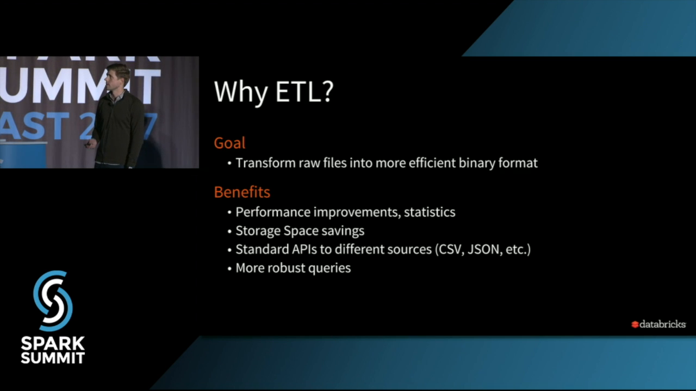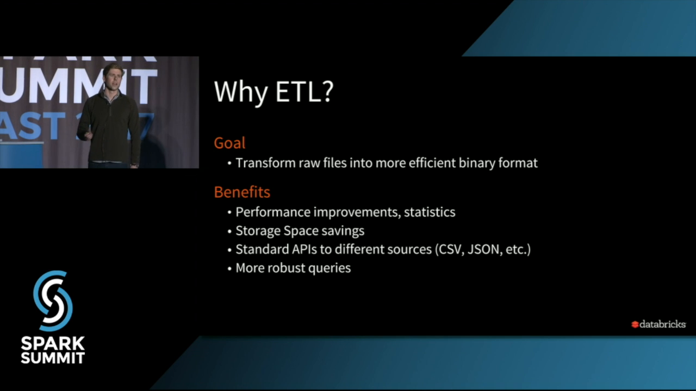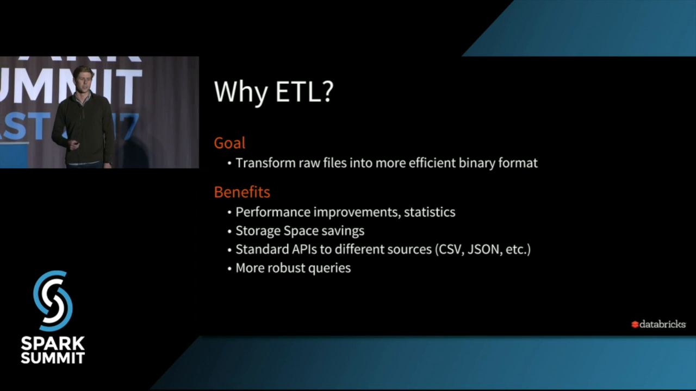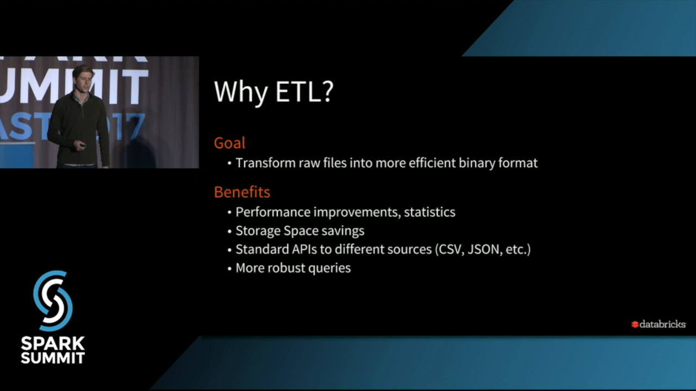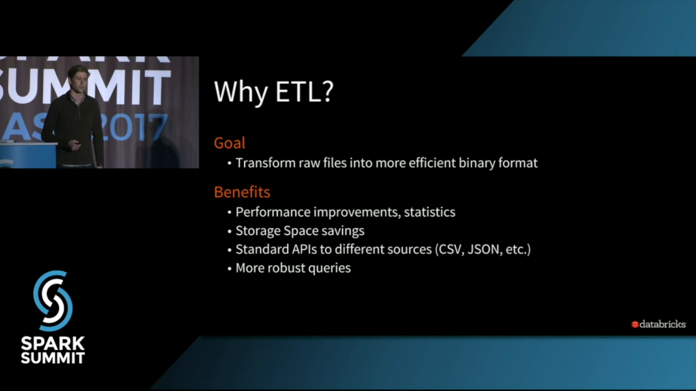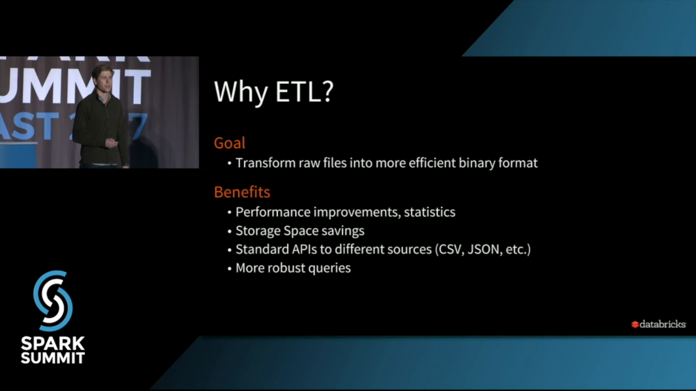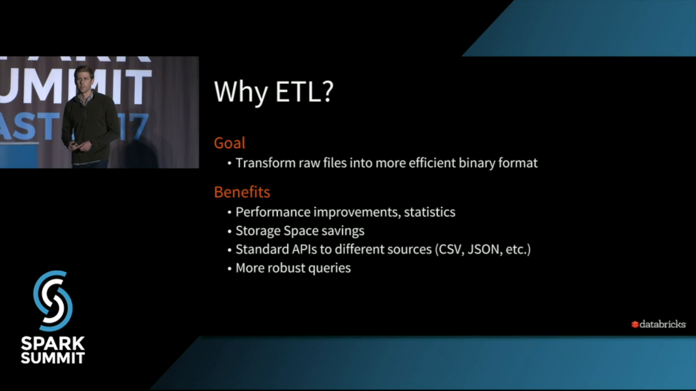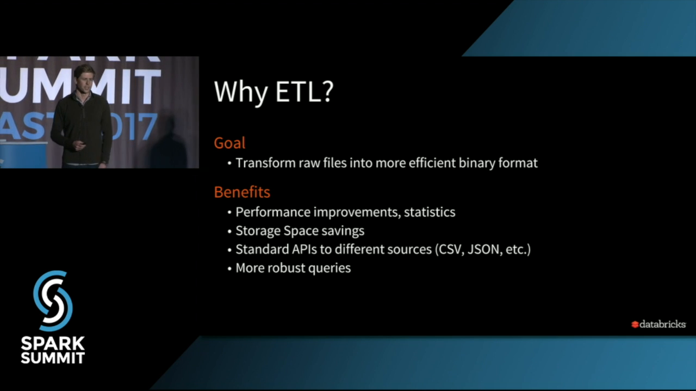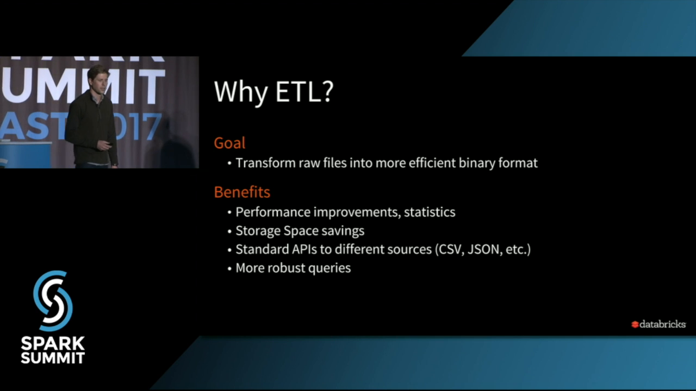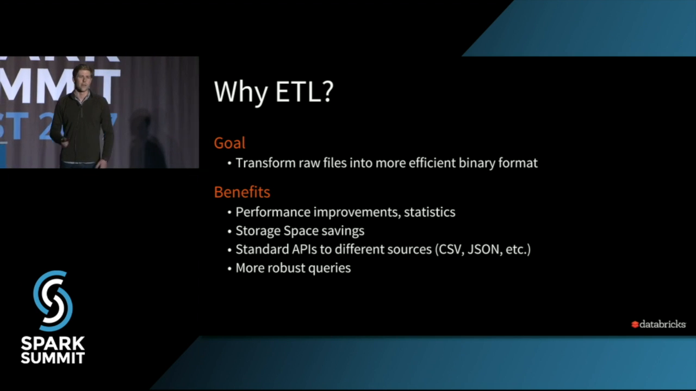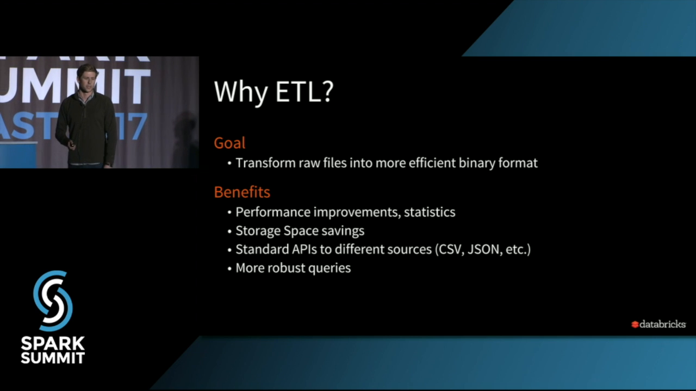So ETL, why ETL? The goal of ETL is to transform raw files that come in, delimited CSV, JSON data, into a more efficient binary format that Spark can handle and read quickly. One of the main benefits of doing this is performance improvements, right? Converting from something like JSON or CSV into Parquet is performant. Usually we'll see somewhere between a 2 to 5x speed improvement just by doing this single process.